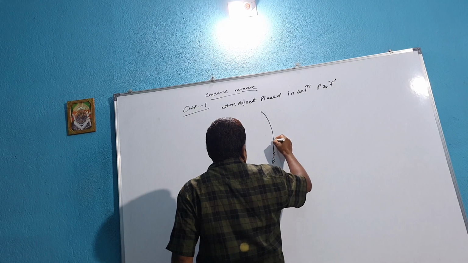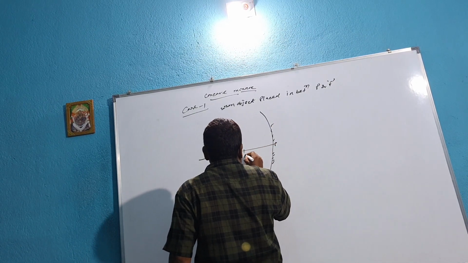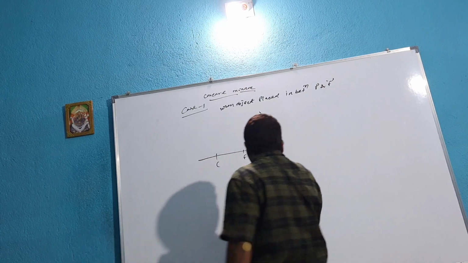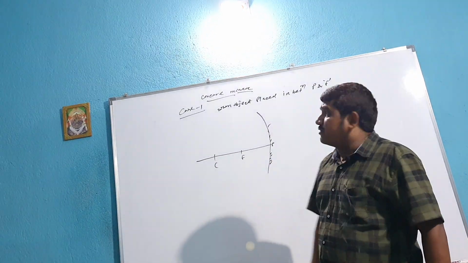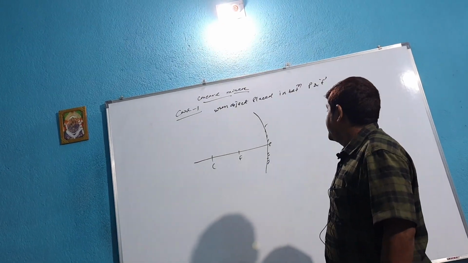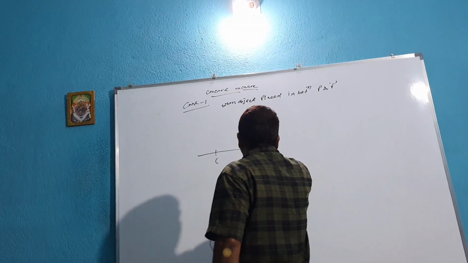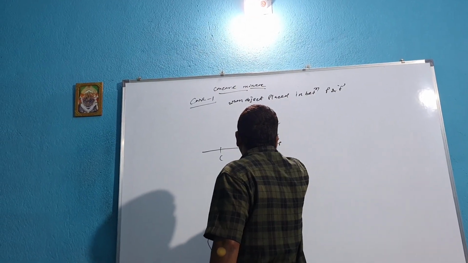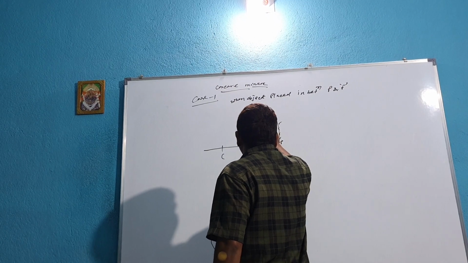This is the concave mirror. This is P, this is F, this is C. The distance between P to F is equal to F to C. According to our question, object is placed in between P and F. So we place object, always object placed above the principal axis.